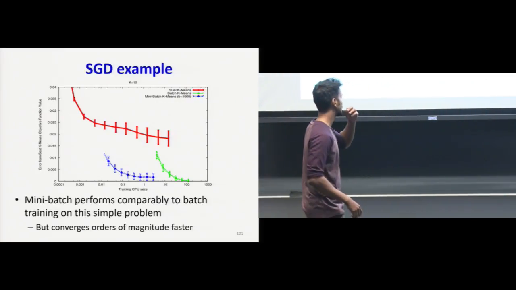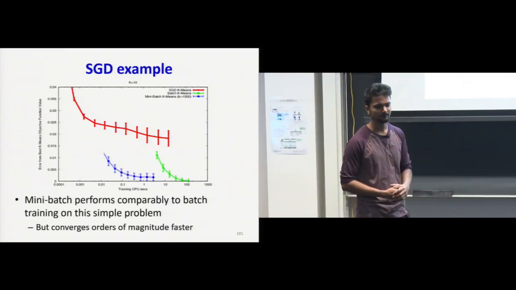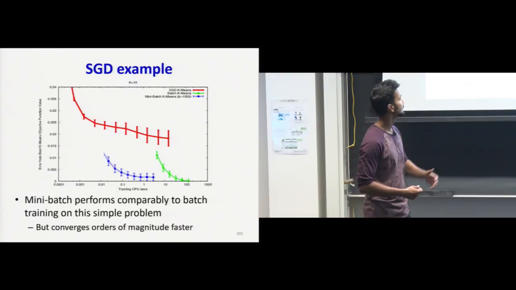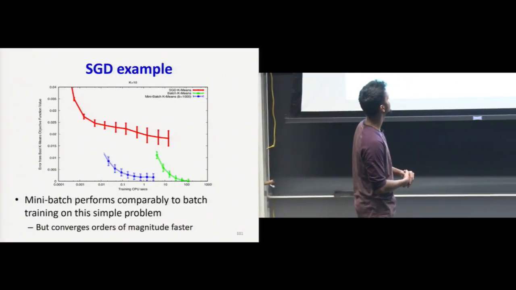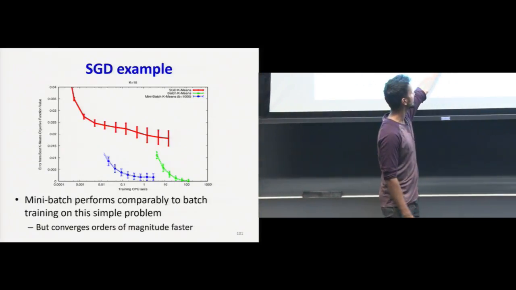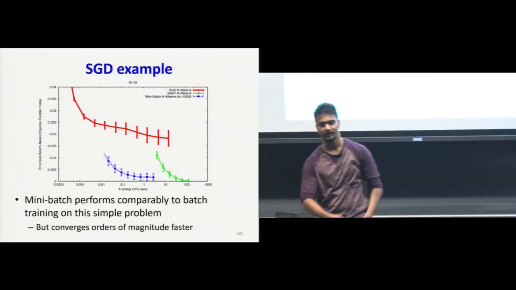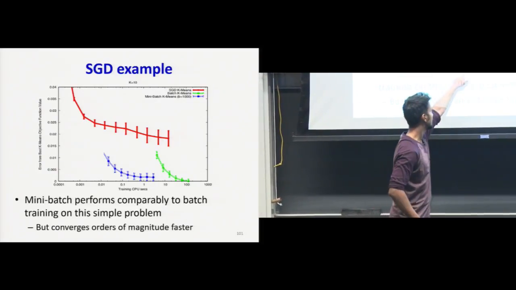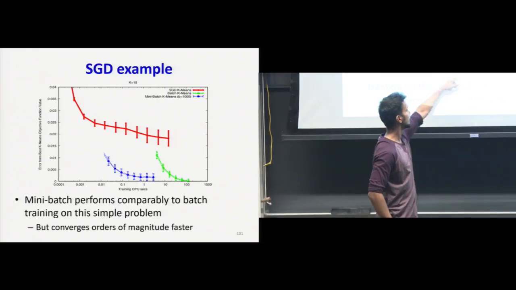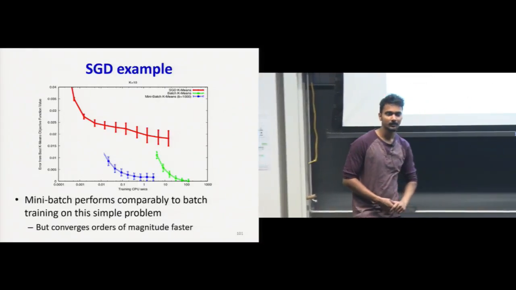So this is the convergence graph for different methods, that is SGD, mini batch, and the batch gradient descent. As you can see, there is not much difference between the convergence of batch and mini batch gradient descent, except that mini batch is way faster than the batch because of the smaller sample size.